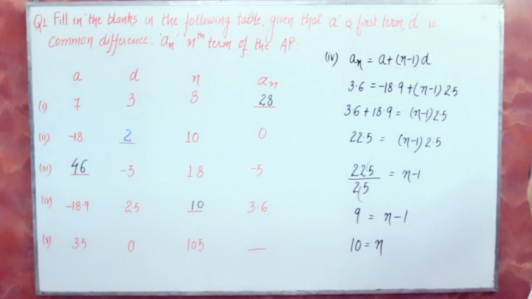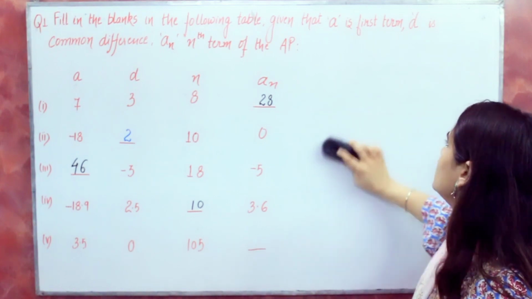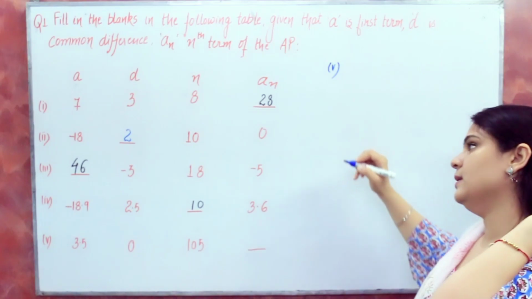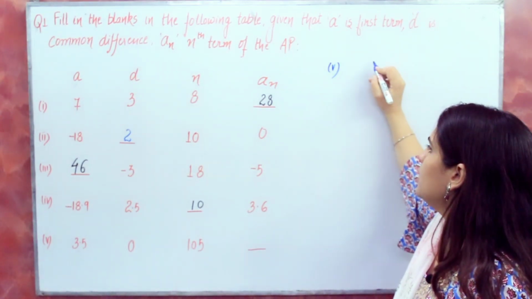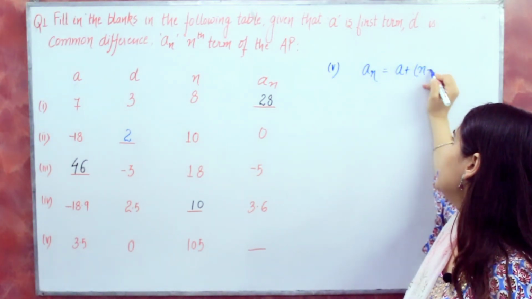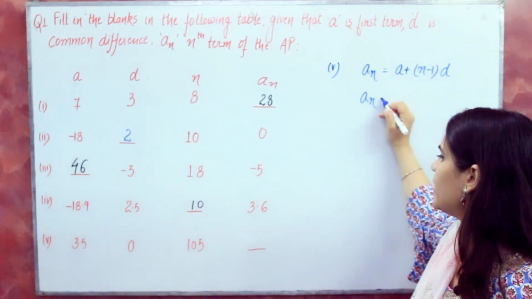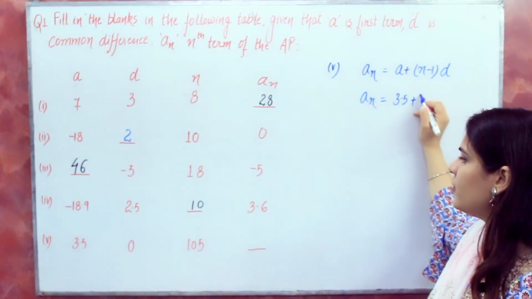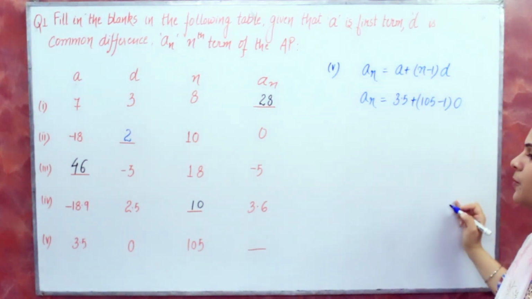Similarly, we will solve the last part of this question. In last part, you have to find the value of nth term. Nth term is equals to a plus n minus 1d. Nth term, we have to find, value of a is equals to 3.5, value of n is equals to 105 and value of d is equals to 0.